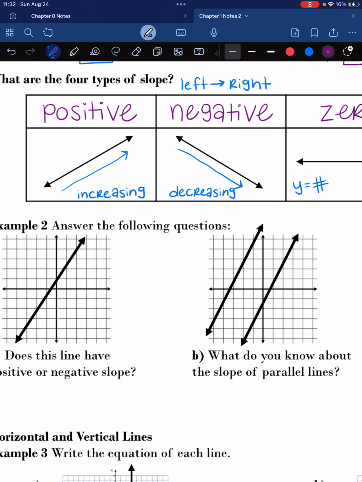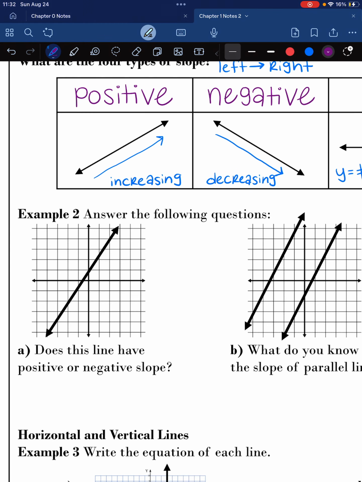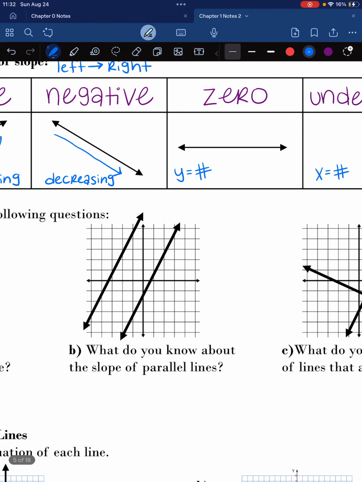Okay, so some more facts about slope. Again, being able to identify whether this slope is positive or negative. Reading from left to right, this graph is increasing, so it has positive slope. The slope of parallel lines, well, comparing these two parallel lines, they're parallel because they have the same slope.